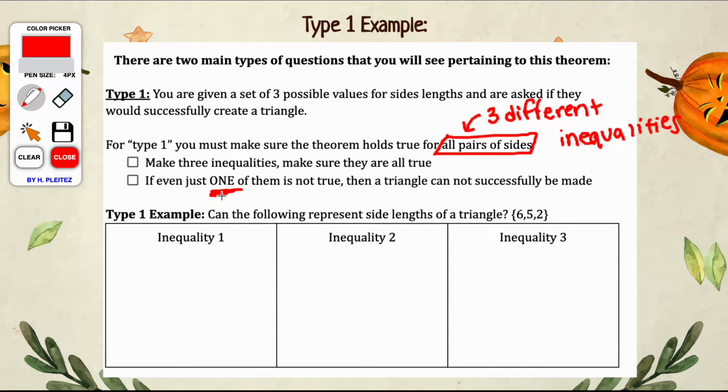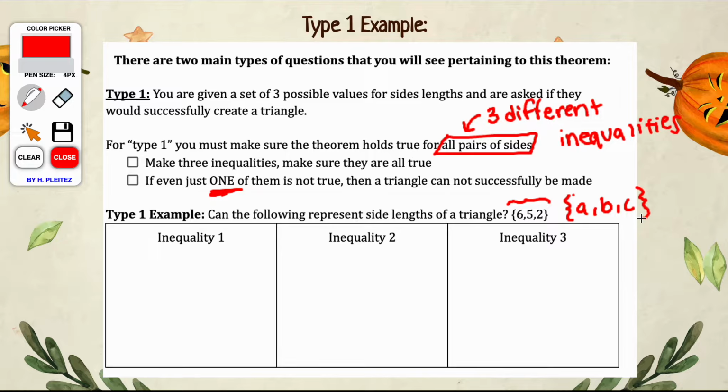So type 1 example: can the following represent side lengths of a triangle? So we have a set of sides. You might see it written like this. This just means that we have a side of 6, a side of 5, and a side of 2. Typically, when we are writing sides of a triangle, you might see it like this, where A, B, and C are just the values of three different sides.